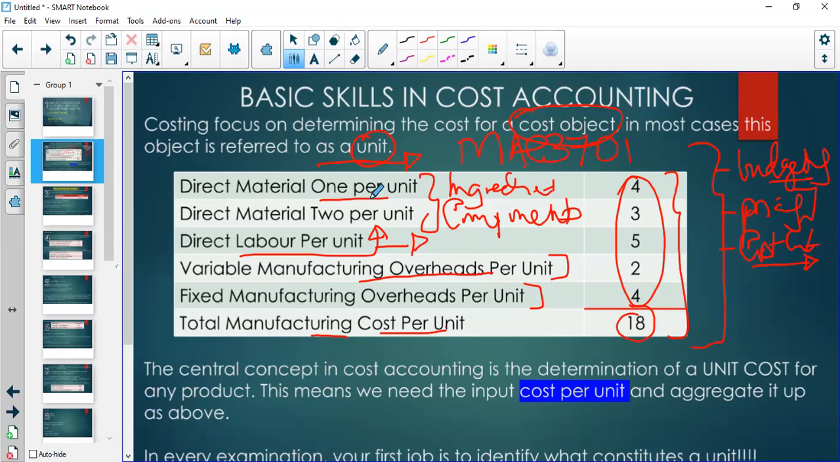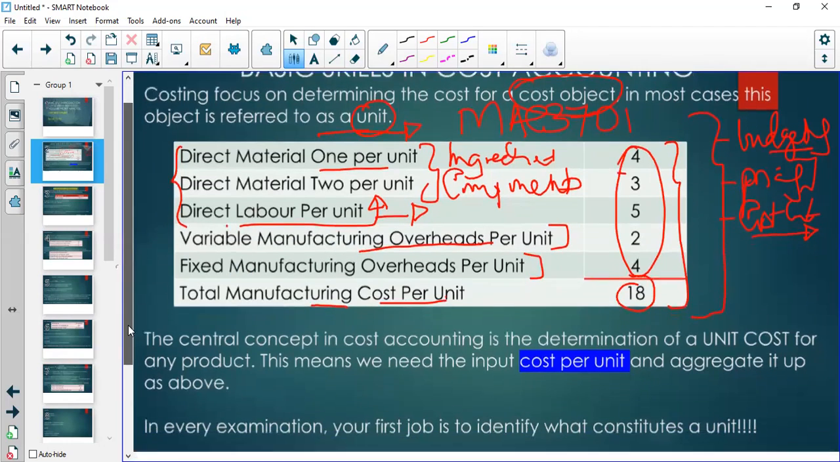All right, which means that we need to determine the cost of direct materials used in production, direct labor, and manufacturing overheads.